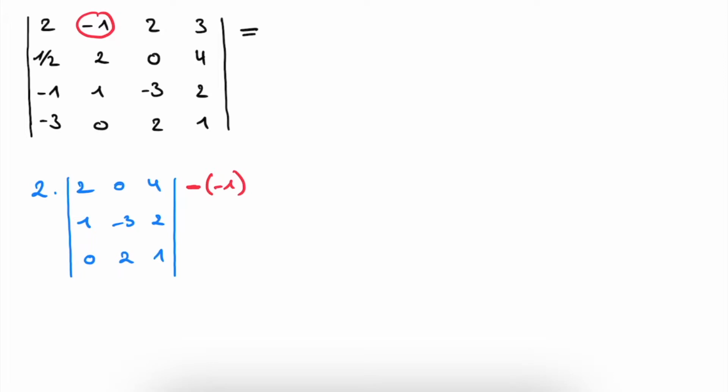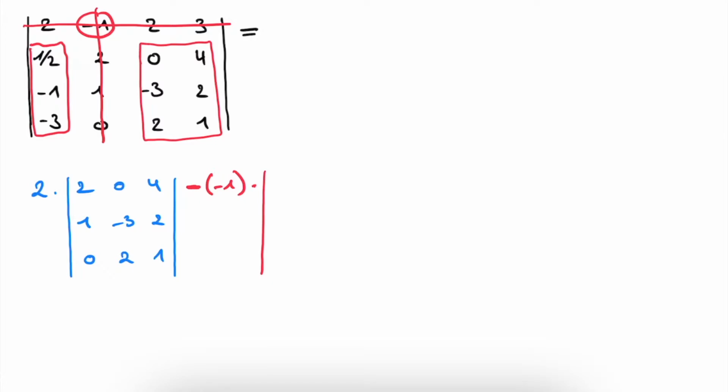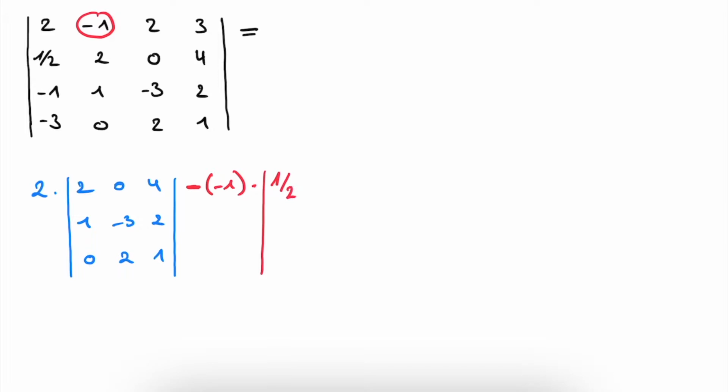And again, we multiply this number by the determinant that remains if we ignore the row and the column of which this -1 is a part. What remains then is these 3 numbers and these 6 numbers. So we multiply this -1 with the determinant made of these 9 numbers. In this case, we get the determinant of 1/2, 0, 4, -1, -3, 2, -3, 2, 1. And then we can get to the next number, which is this 2 over here.